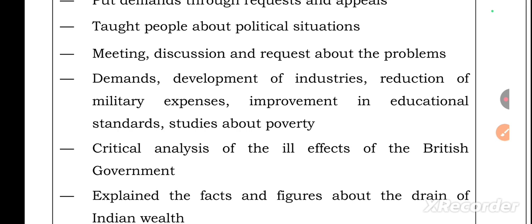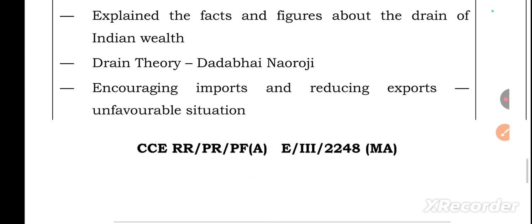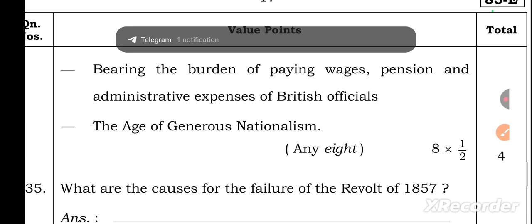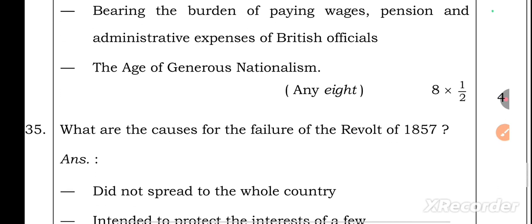Meetings, discussion and requests about problems, demands for development of industries, reduction of military expenses, improvement in educational standards, studies about poverty, critical analysis of the ill effects of the British government, explained the facts and figures about the drain of Indian wealth, the drain theory of Dadabhai Naoroji, encouraging imports and reducing exports, unfavorable situation, bearing the burden of paying wages, pensions, and administrative expenses of the British officials, the age of generous nationalism.